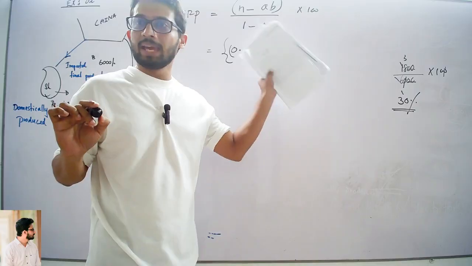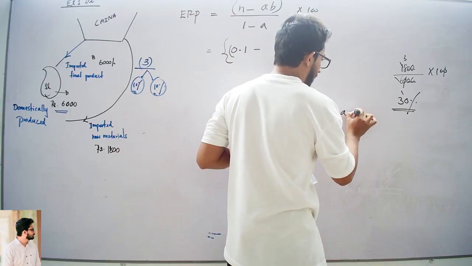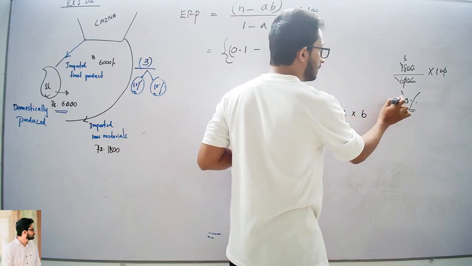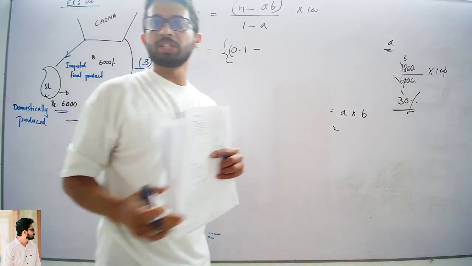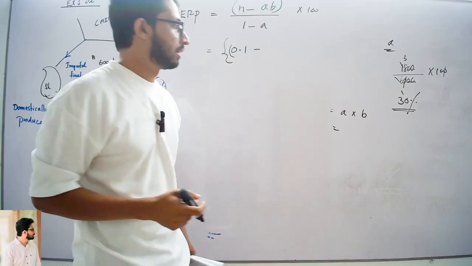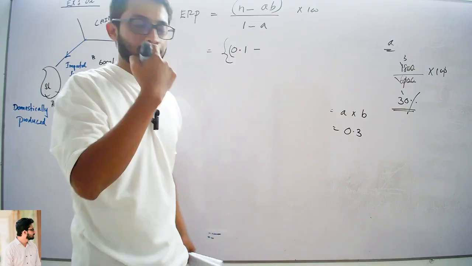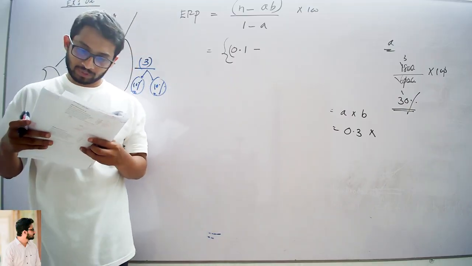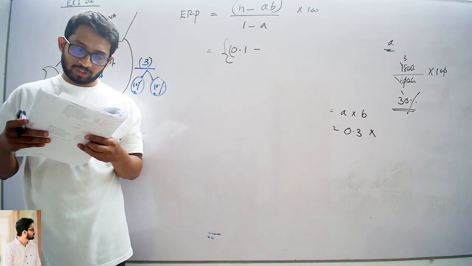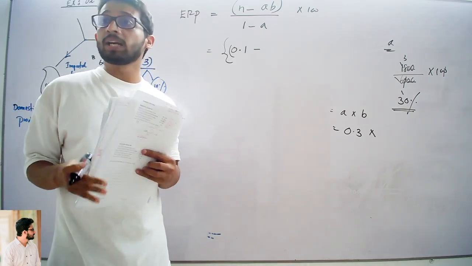Shall we calculate A into B separately? I think it's better. A into B. A means the percentage of imported raw materials included in the final product. Then it's 0.3, 30% means 0.3. Right? Into B. B means the nominal rate of tariff on imported inputs. How much is the tariff rate on imported inputs?